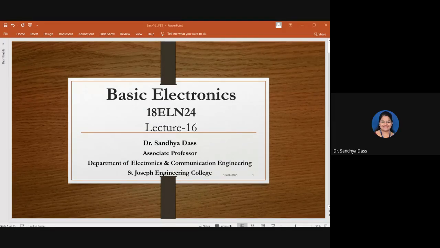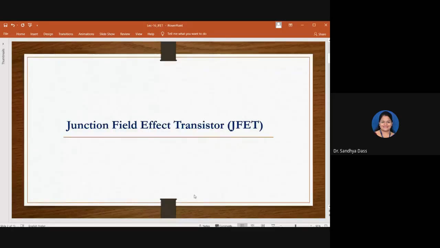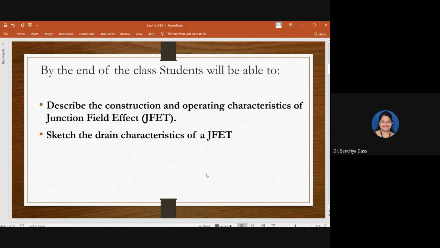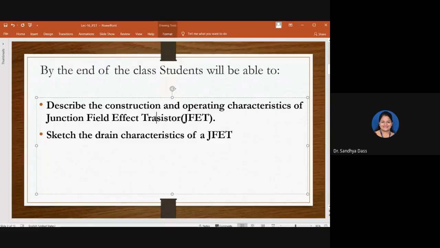All right. So we will start with module 2 now, wherein we will start discussing different devices. First we'll start with junction field effect transistor. By the end of this class, you'll be able to describe the construction and operating characteristics of junction field effect transistor. Transistor word is missing there. And you will be able to sketch the drain characteristics.